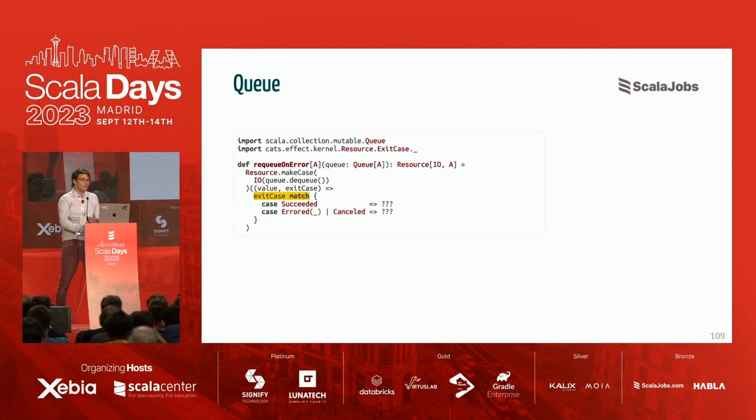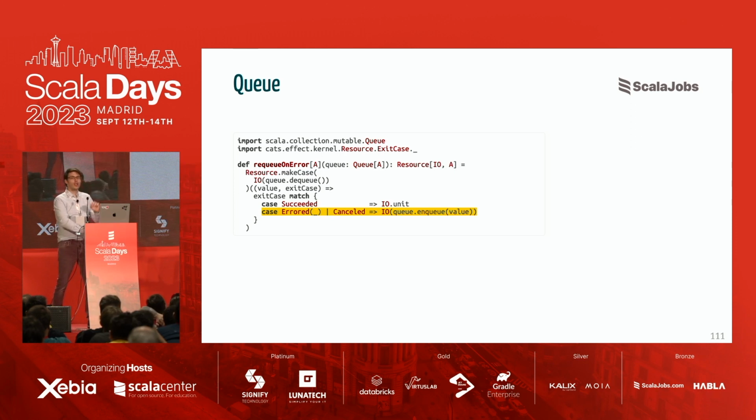And then you can use a pattern match. This is a standard tool in Scala. And then we can say, okay, if the logic was successful, then we do nothing. It was successful, the event was processed, we don't need to do anything. But if there was an error, or if it was canceled, we want to put back the element into the queue. Does it make sense? I think it's quite readable.